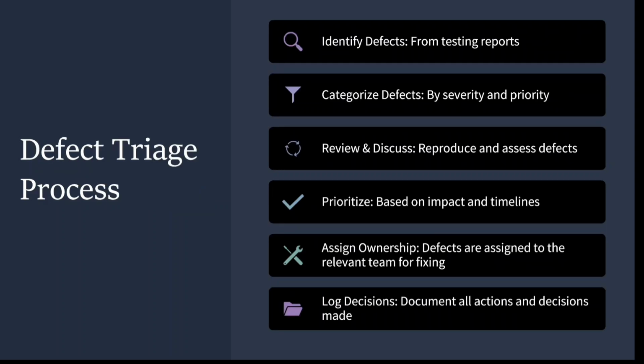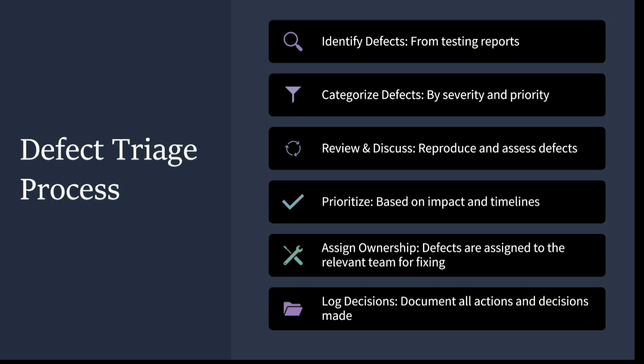Now I'll tell you the defect triage process. First is to identify the defect. This happens when the tester starts testing the feature. Then we categorize the defect based upon severity and priority. I'll tell you what severity and priority are. Severity means how severe the defect is, and priority means which defect needs to be fixed as early as possible.